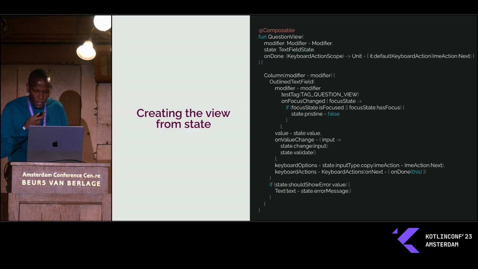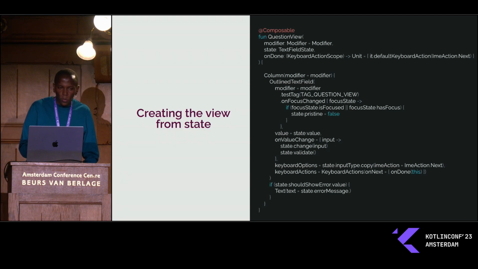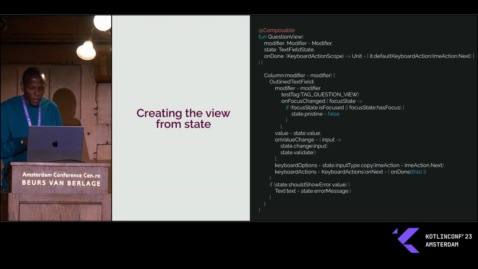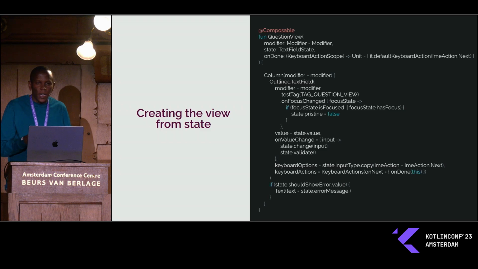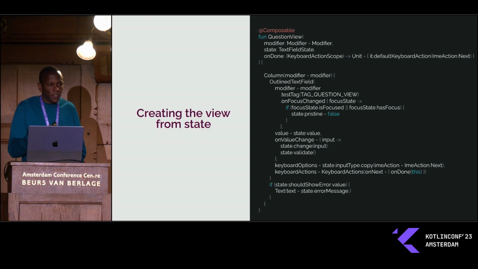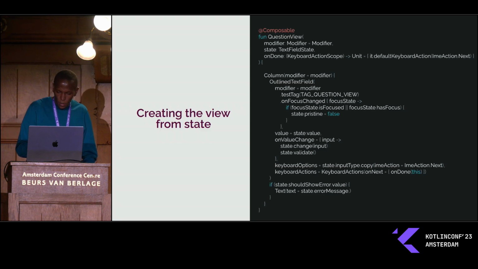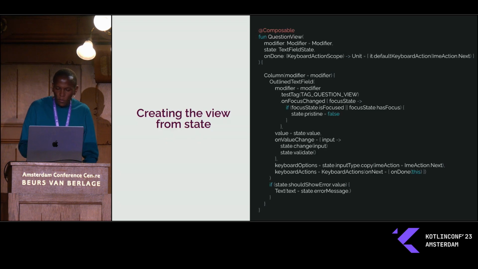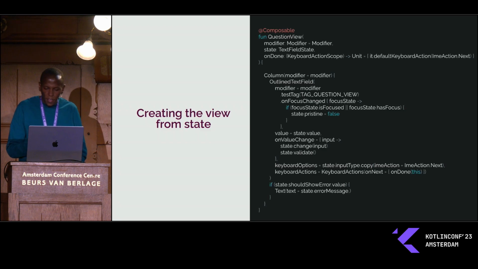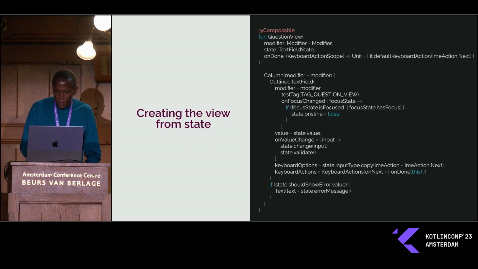We have an outlined text field, but the key thing to watch is on value change, where we change the state as the user is typing and also do the validations. This helps us provide UI feedback as the user is typing, which was very hard to do in Anko. Lastly, we have the keyboard options, where we check the state for the keyboard options that we have, and then set the keyboard options there.